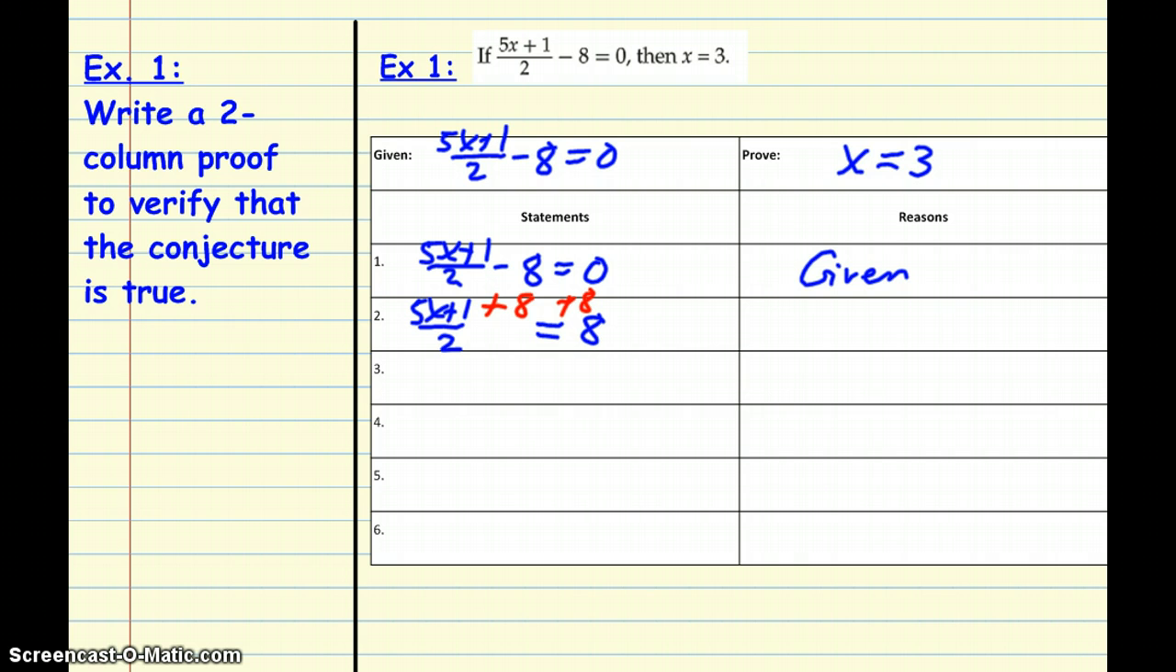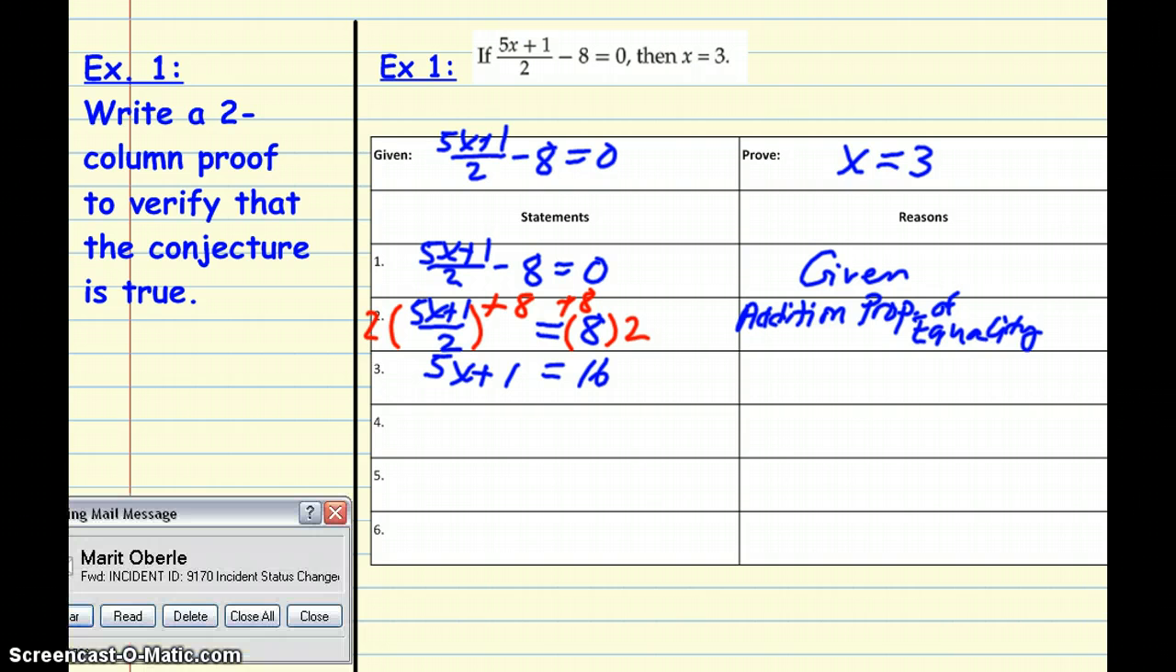Okay, and what's my reason for this? This is the addition property, which I'm going to abbreviate property of equality. We're keeping both sides of the equal sign the same. So we have (5x + 1)/2 is equal to 8. What's the next thing we need to do in order to solve for x? We're going to multiply both sides of this equation by 2. By doing so, we have 5x + 1, and 8 times 2 is equal to 16.